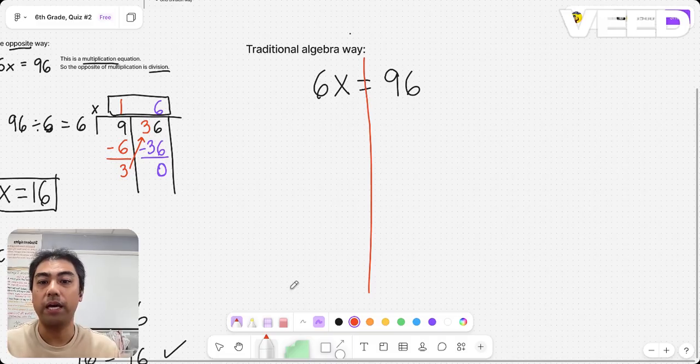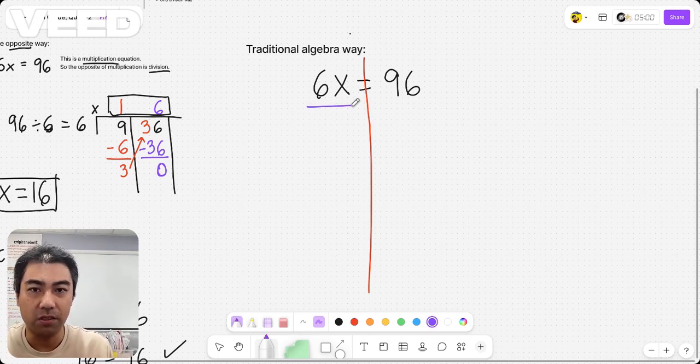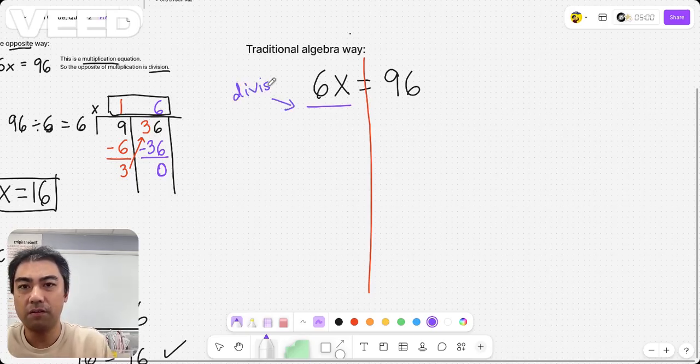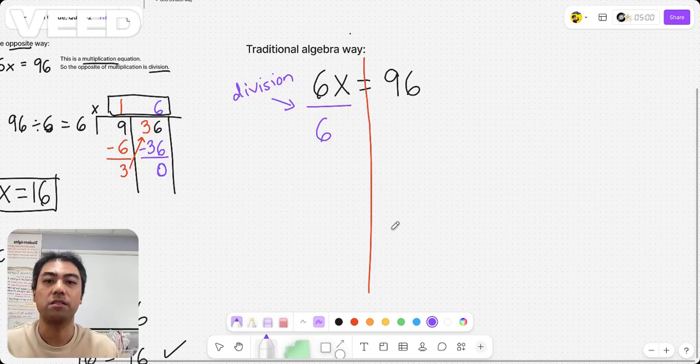And the way we get rid of that times 6, because, wait, what is this? This is 6 times x, or x times 6. Again, think opposites. What's the opposite of times 6? What's the opposite of multiplication? And that opposite is division. This is how we write our division. Okay, this is division, and it looks like a fraction. This line and a 6 is how we write divide by 6.